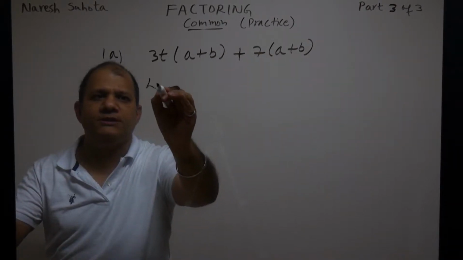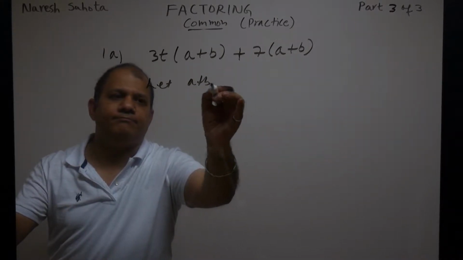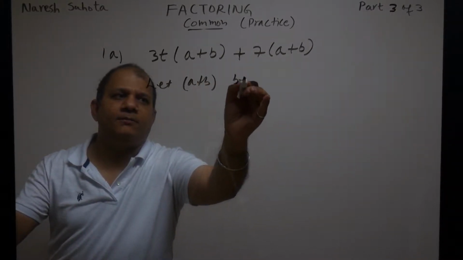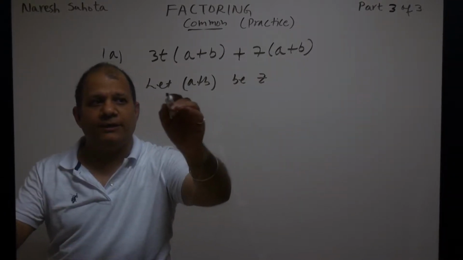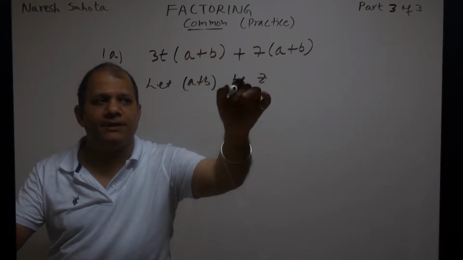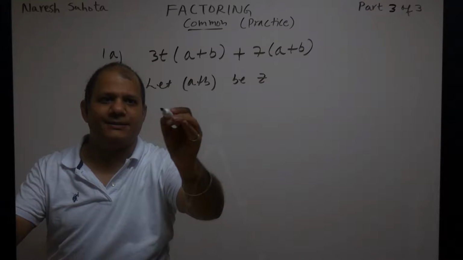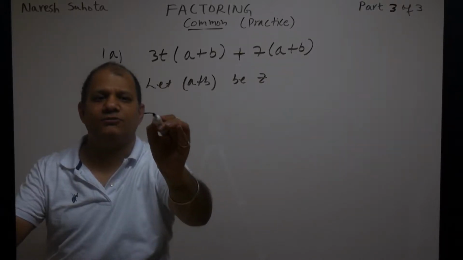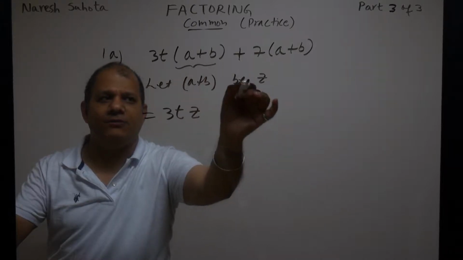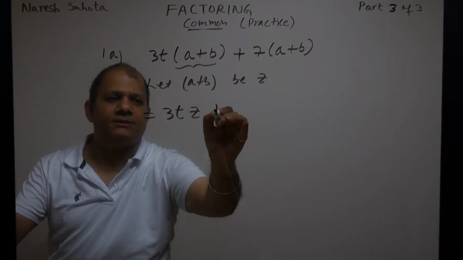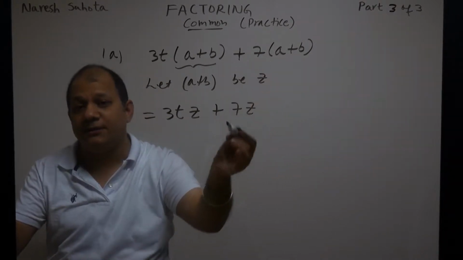What we can do is we can say let a plus b be z. So I'll spend some more time on this, doing it this way. If we let this bracket a plus b be represented by some other variable, so z in this case, then this question really becomes 3tz, because this is now z, and then plus 7z because a plus b is now z, right?